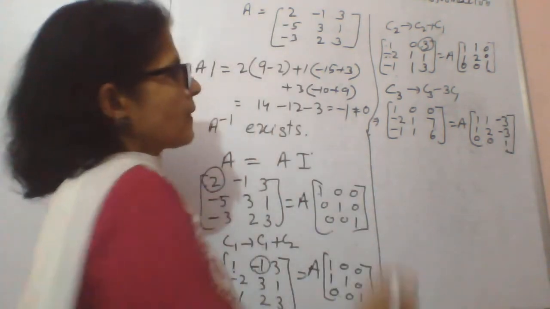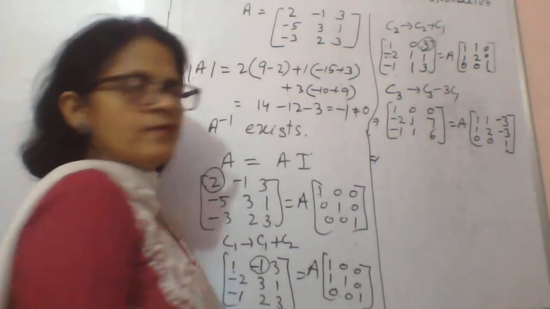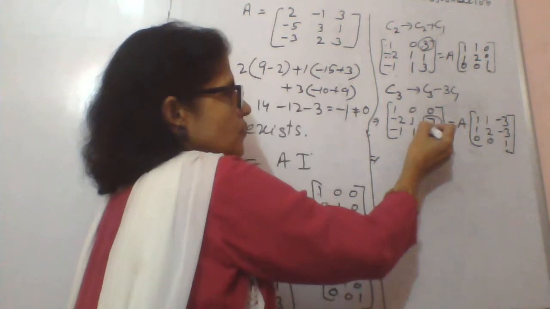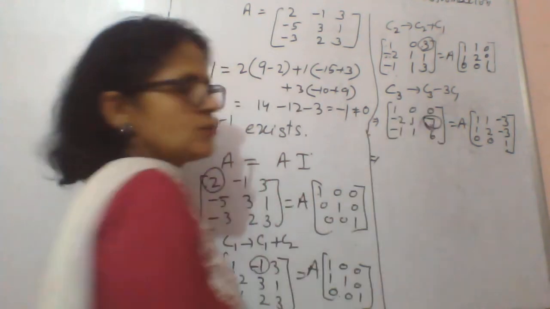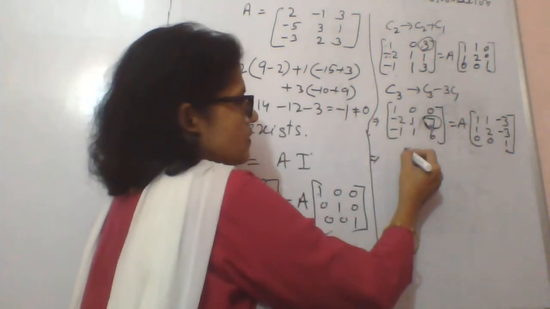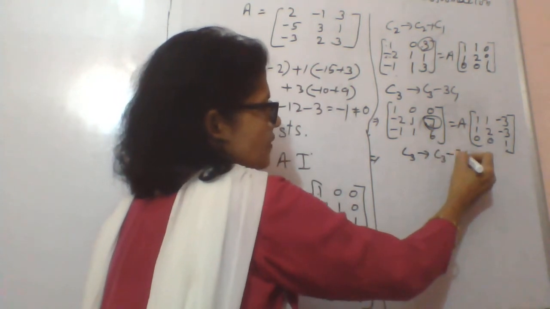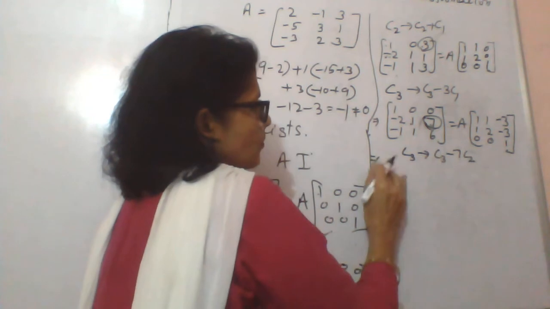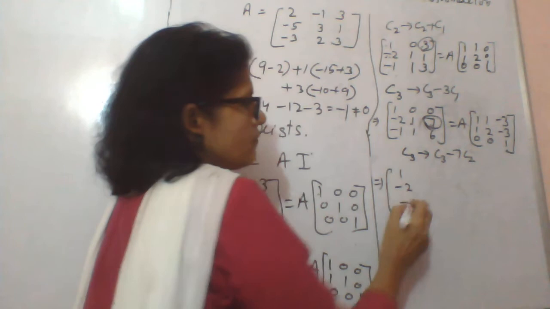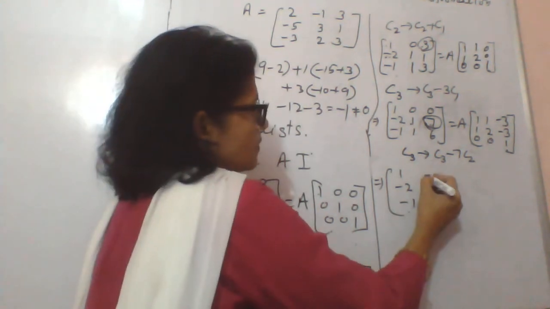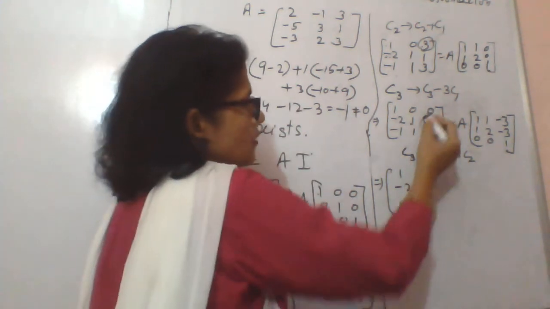Done. The next target is this one; this is already 1, so we move to this position, which is 7. We want 0 here, so for this C3 will be replaced by C3 minus 7C2. This implies 1, minus 2, minus 1, first column intact, 0, 1, 1, second column also intact, and the third column you see.